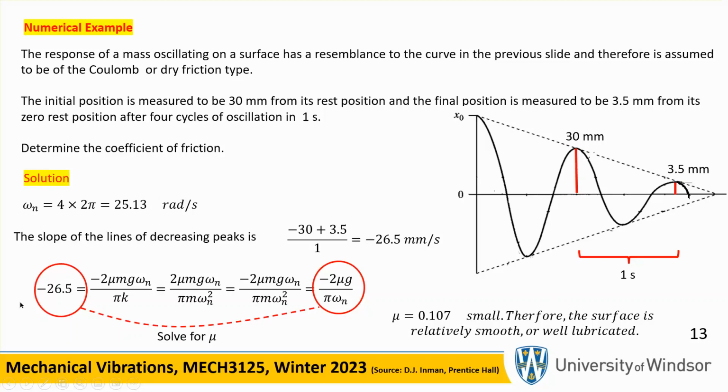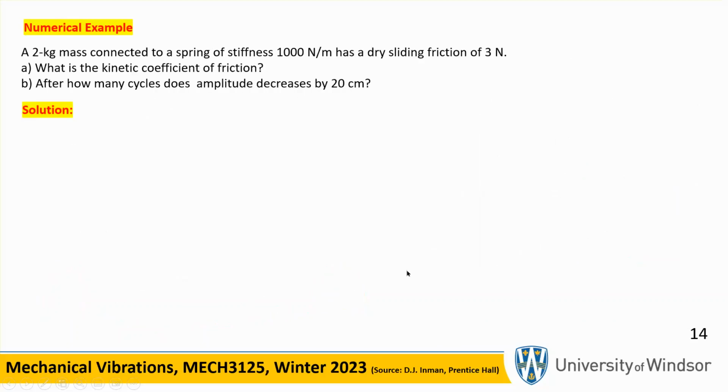We were given the frequency of the oscillation; omega n is given to us. We were given the slope of this line based on the data provided. The only thing that we don't know in this equation, if you jump from here to here, I simplified these, is mu, the coefficient of friction, so just solve for mu.